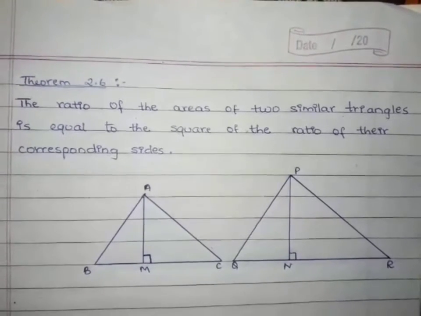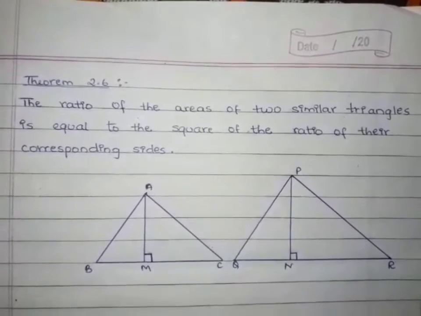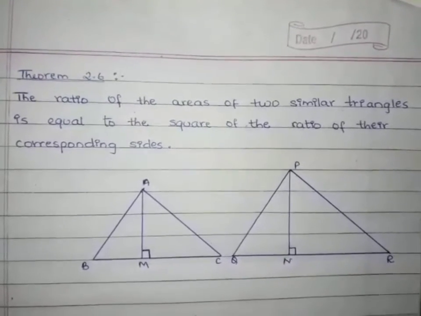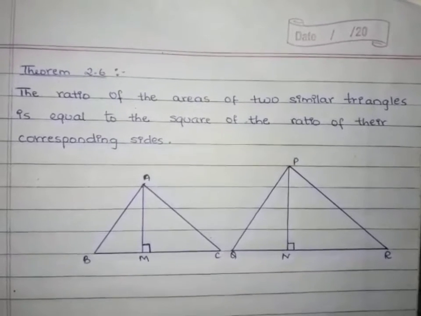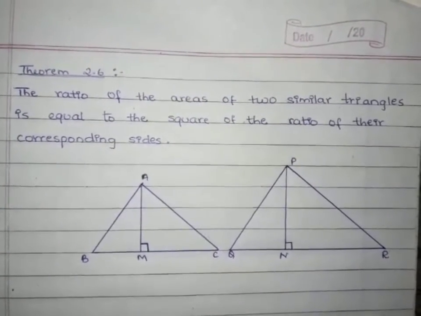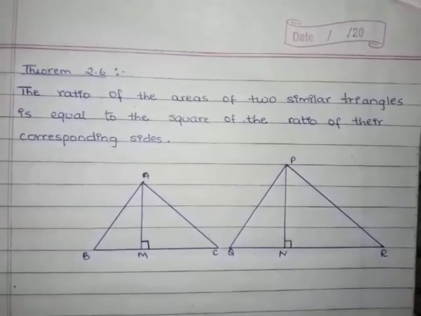Theorem 2.6. The ratio of the areas of two similar triangles is equal to the square of the ratio of their corresponding sides. This theorem is important, the proof of the theorem along with the statement. So the statement is: the ratio of the areas of two similar triangles is equal to the square of the ratios of their corresponding sides.